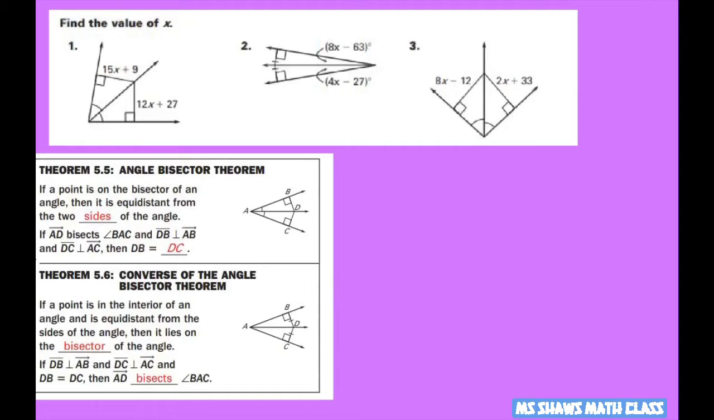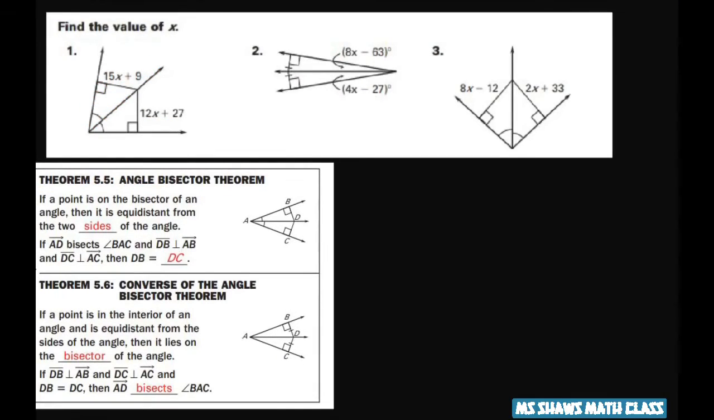if this is an angle bisector, that means these two angles are congruent, and you have these perpendicular lines. So this line is perpendicular to this point, and this is perpendicular to this. Then these two sides are congruent, and that's this theorem here, the angle bisector theorem. So we can get started and set these equal to each other and just solve for x.